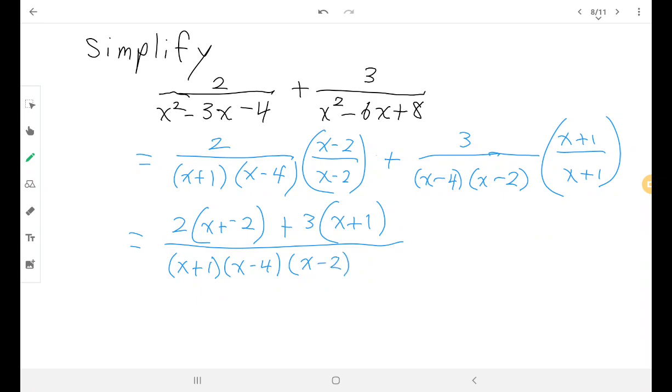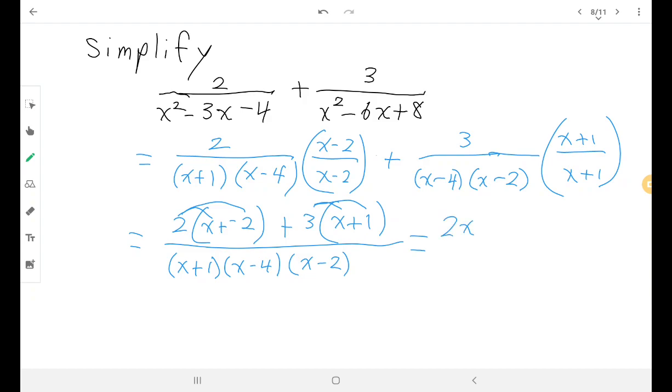By the way, I'm not worrying about multiplying these together because, number one, it's a long process. Number two, it might turn out that I can cancel things. So usually you don't wind up putting them back together. Sometimes, but it's not very typical. So let's distribute.